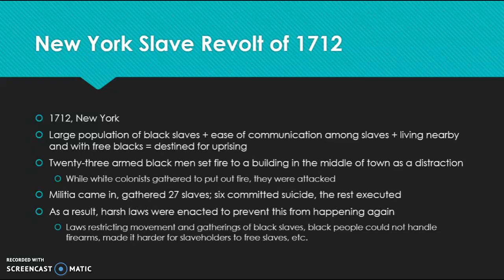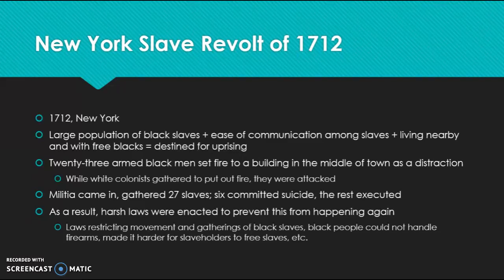And when these guys came in to put out the fire, the black men attacked them. And so at least 9 people died in that attack. And the militia came in. They gathered about 27 enslaved people for punishment. 6 of them committed suicide before punishment could be levied because it was quite clear that this was going to be a harsh, harsh punishment.